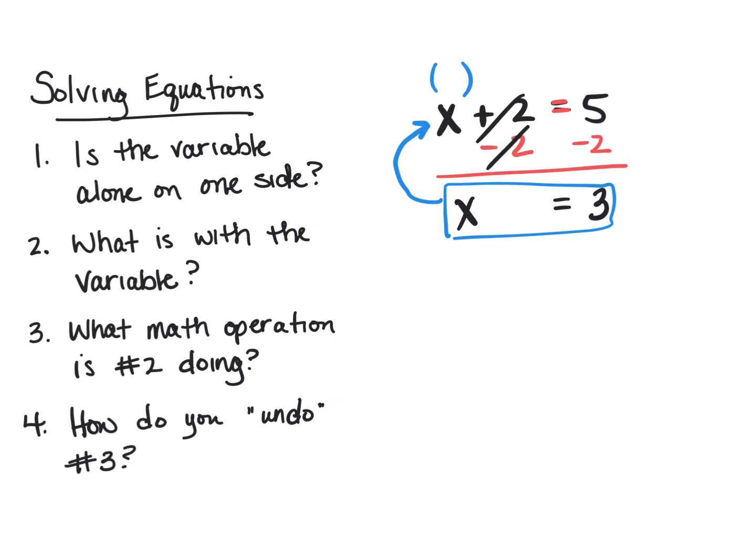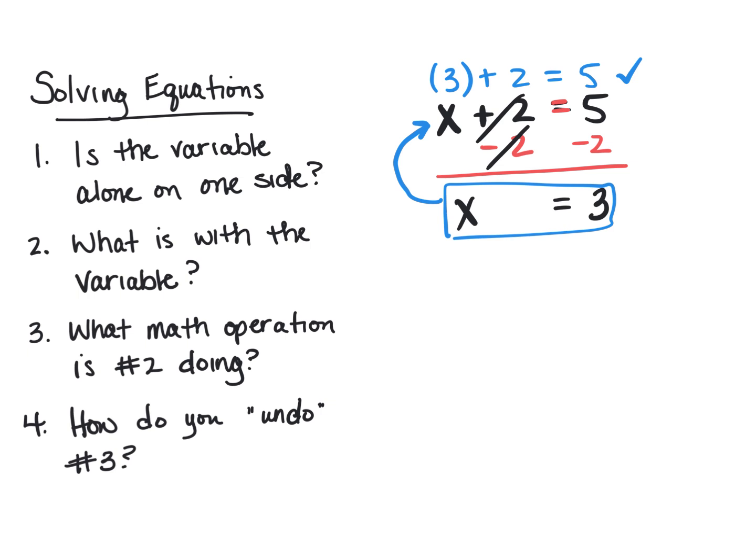If x becomes a 3, then 3 plus 2 equals 5, and sure enough, we have a correct x equals 3 as a solution. This process will work for all equations that you want to solve. It's just a matter of knowing what the inverse operation is and being able to kind of undo what's being done.